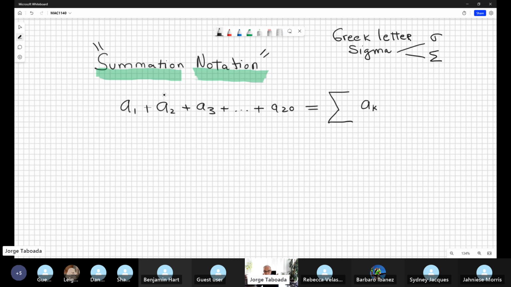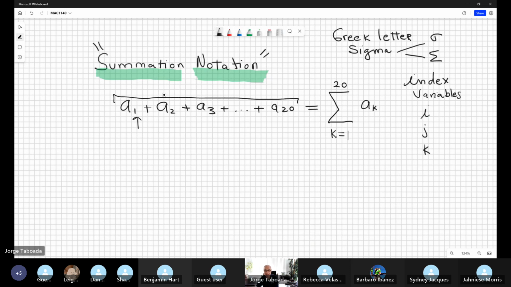It's important to understand that we have one index variable. Normally the letters used for the index variable are I, J, K. I'm using K here. And this K goes from K equal 1, the lower bound, you start at 1 because this is A1, up to 20, the upper bound. And this is equivalent to this. This is too long, a disadvantage, and this is short, condensed, and good. The idea now is I want to teach you how to work and manipulate using summation notation.